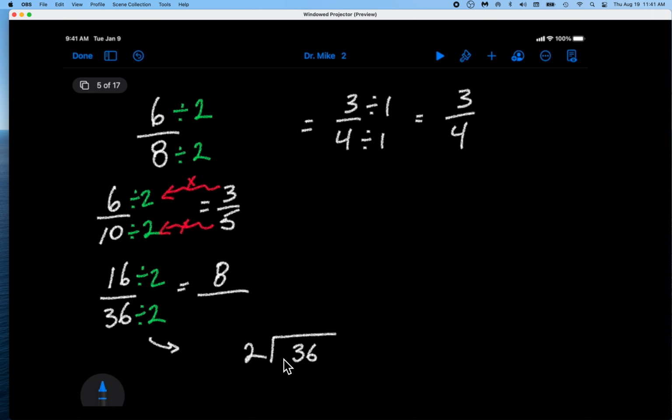How many times does 2 go into 3? Once. Bring down the 6 and 8. So 36 divided by 2 is going to give us 18.